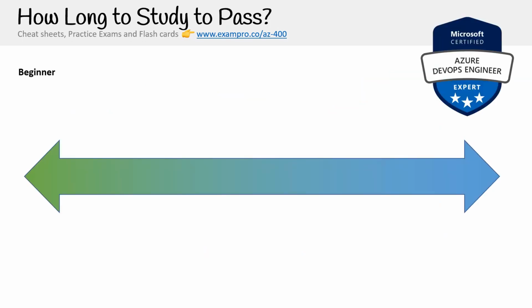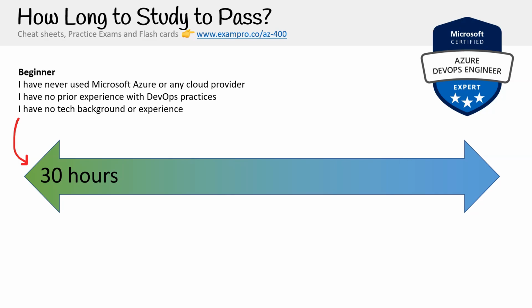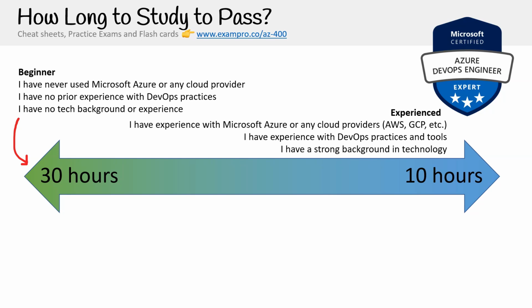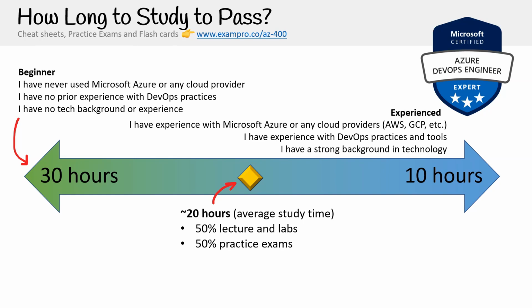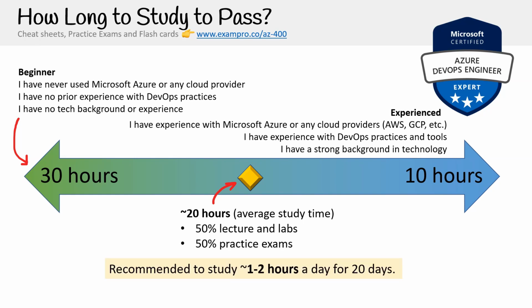How long to study to pass? For beginners, so if you've never used Microsoft Azure or any cloud provider, have no prior experience with DevOps practices, or no tech background or experience, you're looking at around 30 hours. If you're experienced with Microsoft Azure or any cloud providers, have experience with DevOps practices and tools, and have a strong background in technology, you're looking at about 10 hours. The average study time is about 20 hours. You should dedicate around 50% of the time to lecture and labs, and 50% of the time to practice exams. We recommend studying around 1 to 2 hours a day for 20 days.